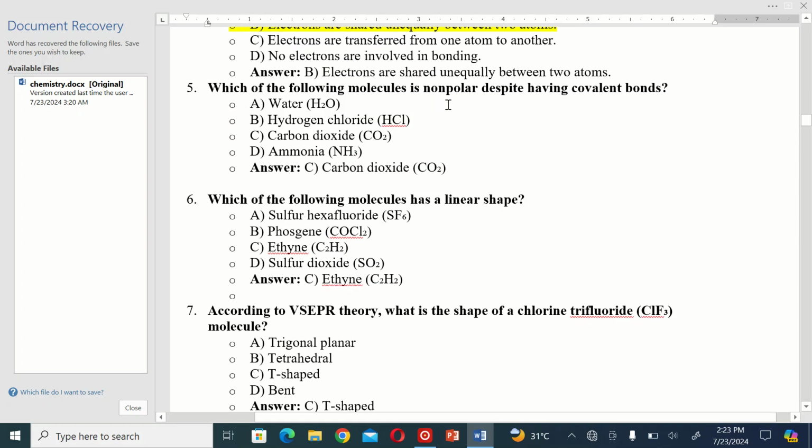Which of the following molecules is nonpolar despite having covalent bonds? A. Water. B. Hydrogen chloride. C. Carbon dioxide. D. Ammonia. So the correct option is C. Carbon dioxide.